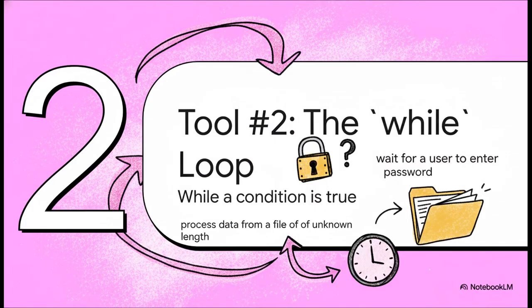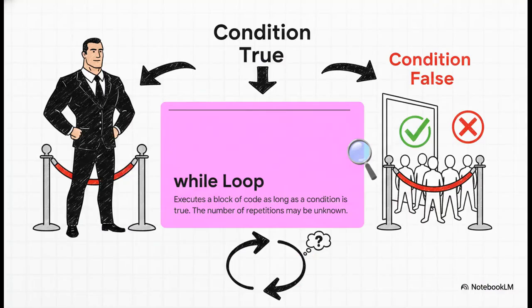But what happens when you don't know how many times you need to repeat something? I mean, think about it. Waiting for a user to finally enter the correct password, or reading a file until you hit the very end. For these kinds of unpredictable situations, we're going to need a more flexible tool. And for that, meet the while loop.